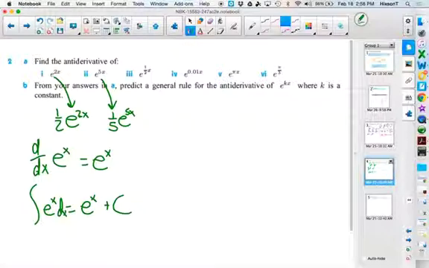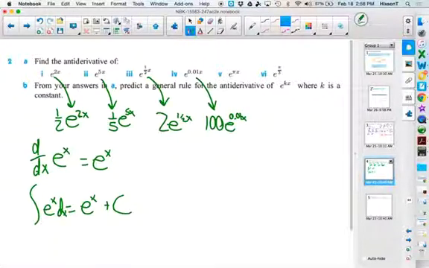Yeah. Okay. So then, what is e to the 1/2 x? 2e to the 1/2 x. Good. Okay. E to the 1/100th x. 100 over 1, or just 100. E to the 1/100th x. There we go.